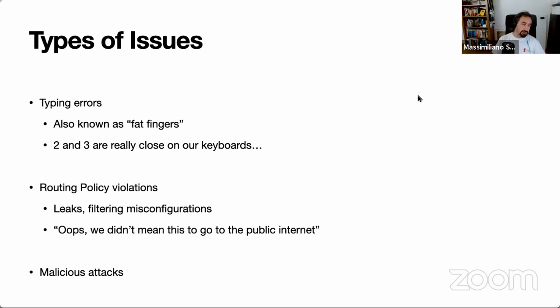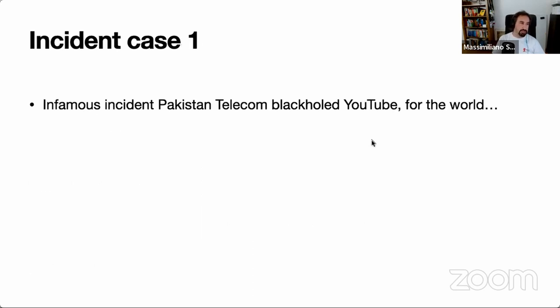And then there is a whole series of malicious attacks that can be carried out with BGP. There is one very famous incident: Pakistan Telecom against YouTube. That was in 2008. Pakistan Telecom wanted to block YouTube inside their country. They generated more specific BGP announcements to black hole the traffic to YouTube. YouTube at the time had a /23, so they announced two separate /24s.